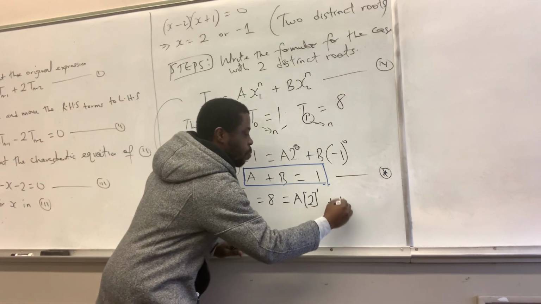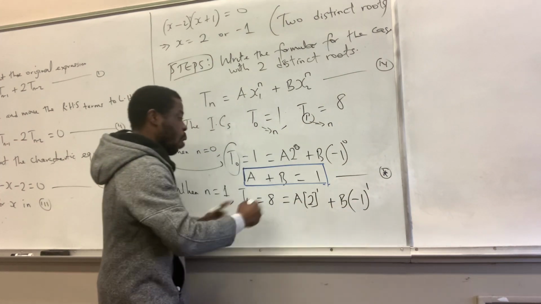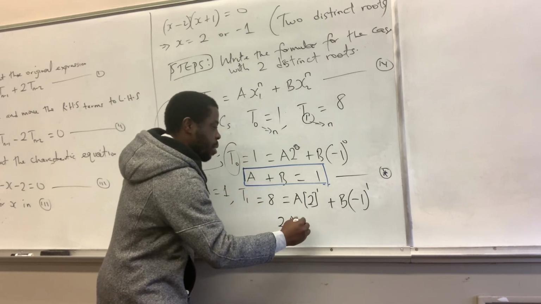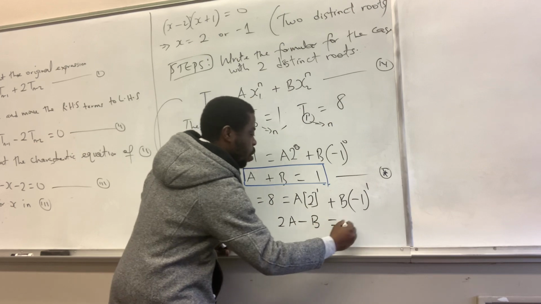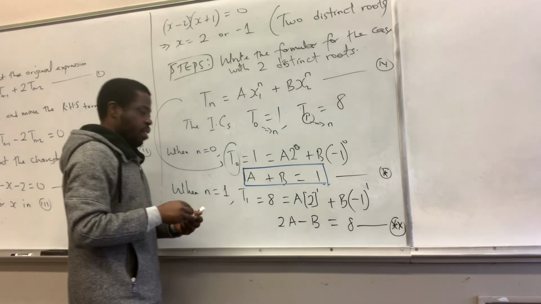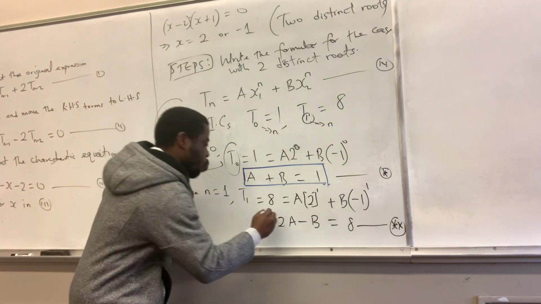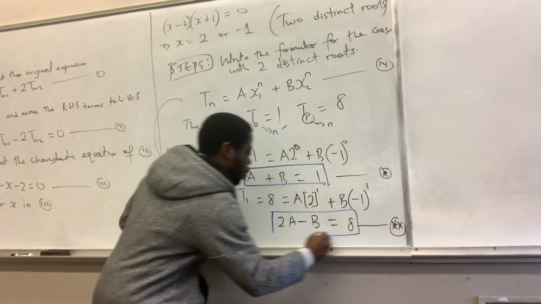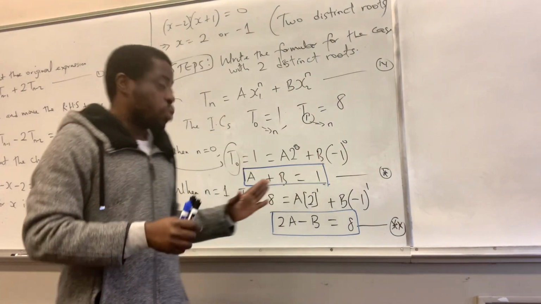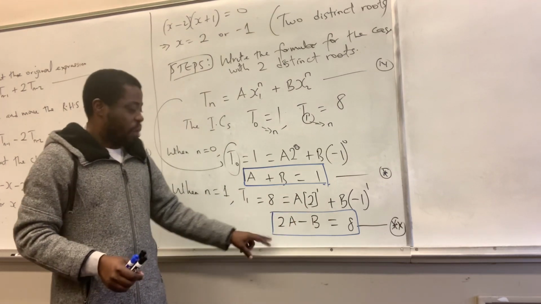Plus B times negative 1 to the 1. And that will give you 8 equals 2A minus B. Equation star star. It's easy to eliminate there because you have negative B. Now our problem is to solve for A and B. Adding them, 3A equals 9, so A is equal to 3.